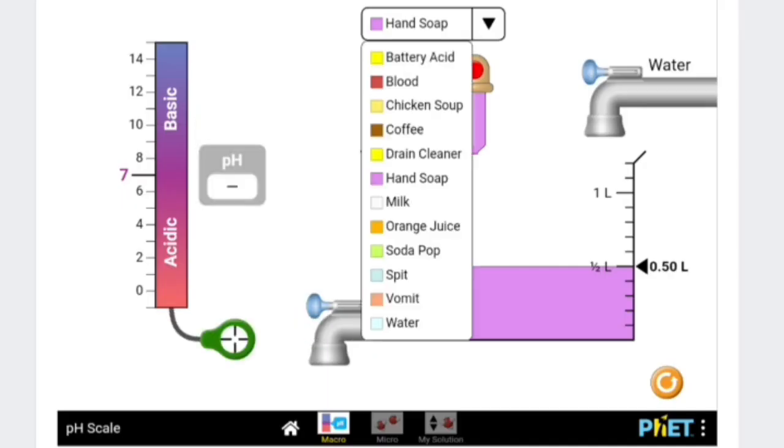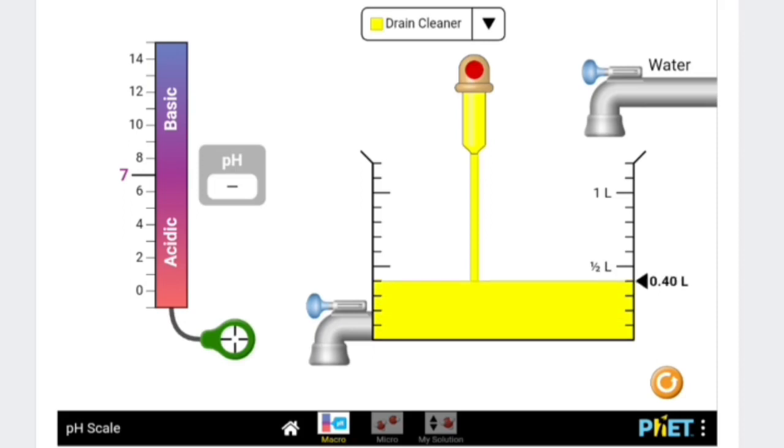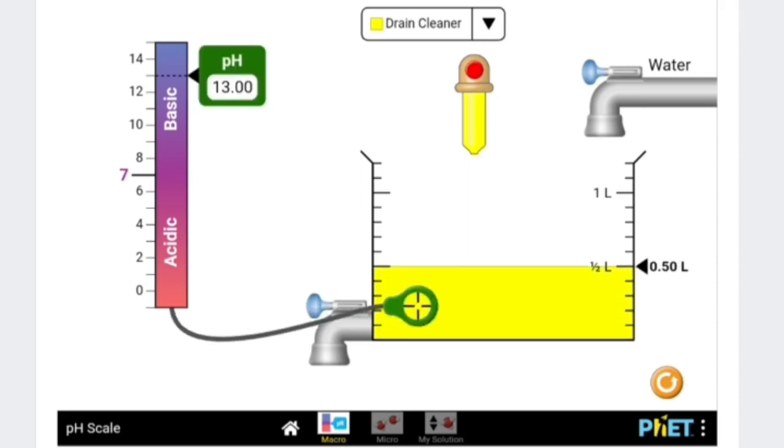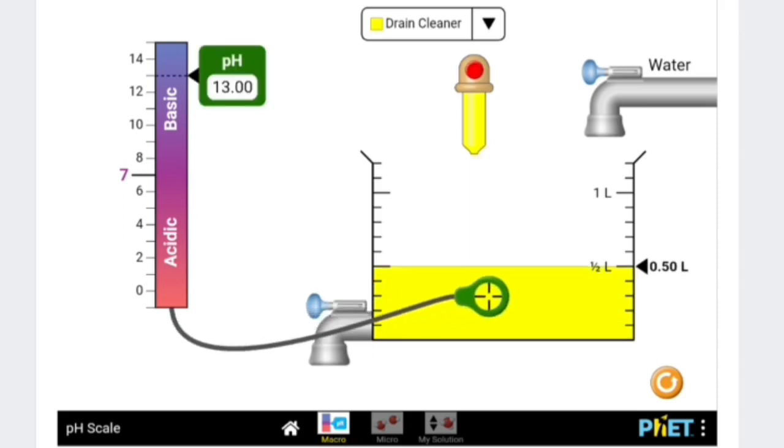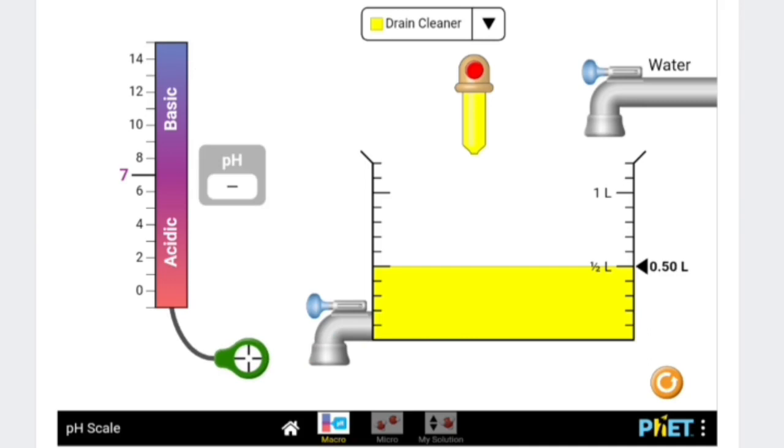And now let's talk about how to test for bases. So we know that drain cleaners contain bases, right? The pH of drain cleaner is 13, which tells us that it is highly alkaline from using the pH tester.